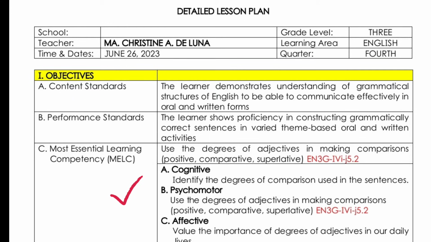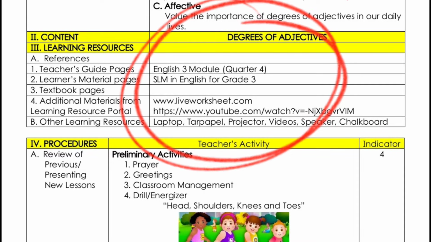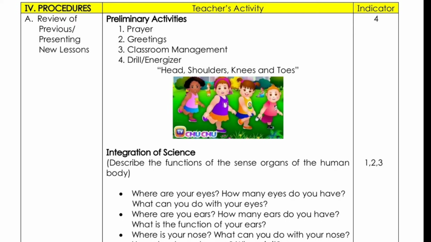For the second part, it's just easy. You just need to write the title of your lesson. For the third one is your learning resources. What resources did you use, or what websites did you use as your reference? Now let's go to the procedures.